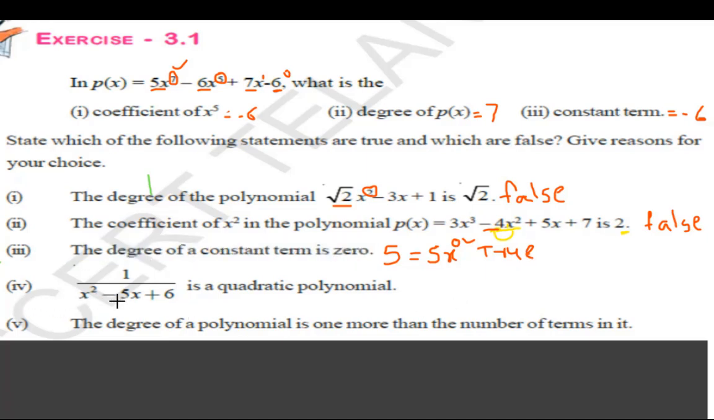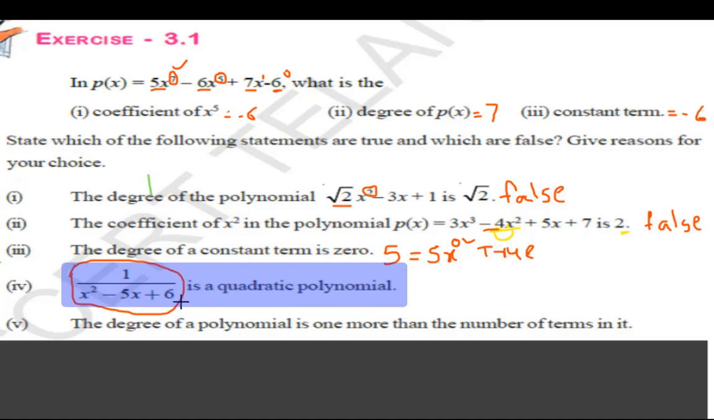Now the fourth one, 1 by x square minus 5x plus 6 is a quadratic polynomial. Can we say this expression is a quadratic polynomial? So before saying whether it is a quadratic polynomial or not, first we need to verify whether the given expression is actually a polynomial.